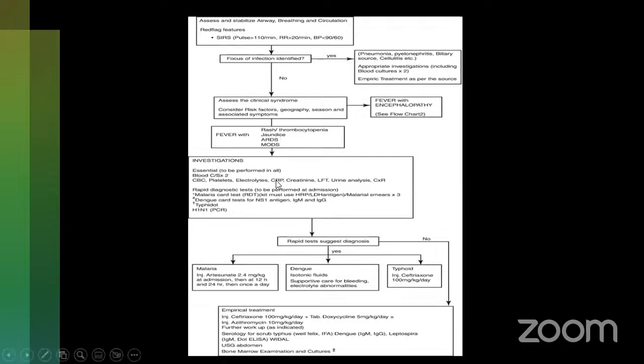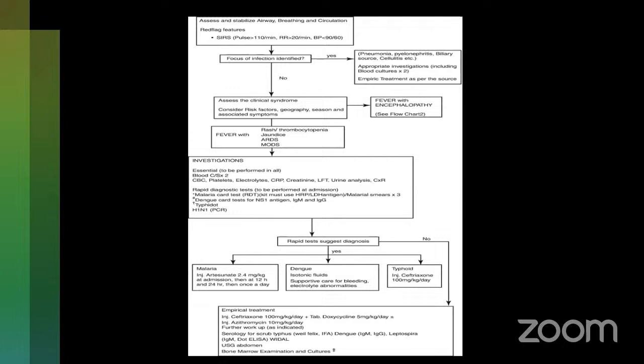Certain investigations need to be performed in all patients, like the CBC, platelet, electrolyte, CRP, LFT, creatinine. And rapid diagnostic tests, which are performed at admission, like the malaria card test, dengue card test, typhoid dot, and also H1N1 PCR. Now, if these rapid diagnostic tests suggest malaria, then we need to start artesunate, 2.5 milligrams per kg at admission, then at 12 hours and 24 hours, and then once daily. If it suggests dengue, we need to start supportive care with isotonic fluids. And if it suggests typhoid, we go ahead and start ceftriaxone, 100 milligrams per kg per day.